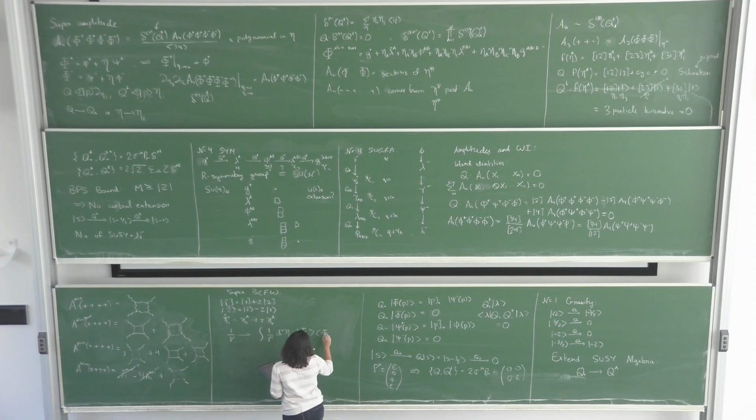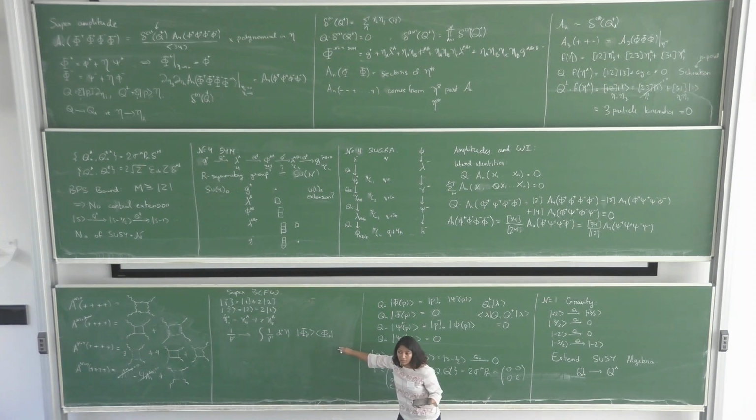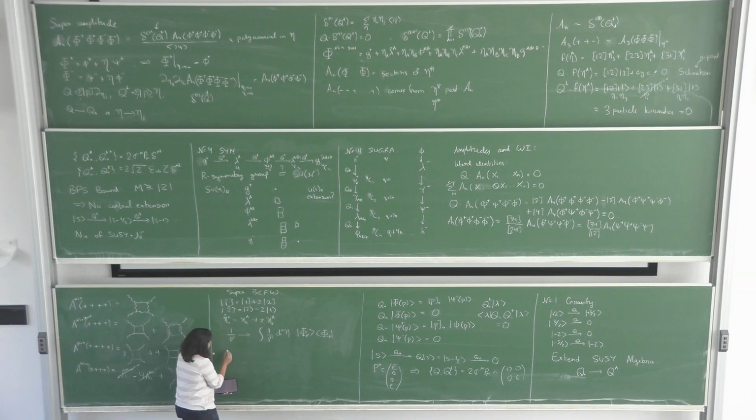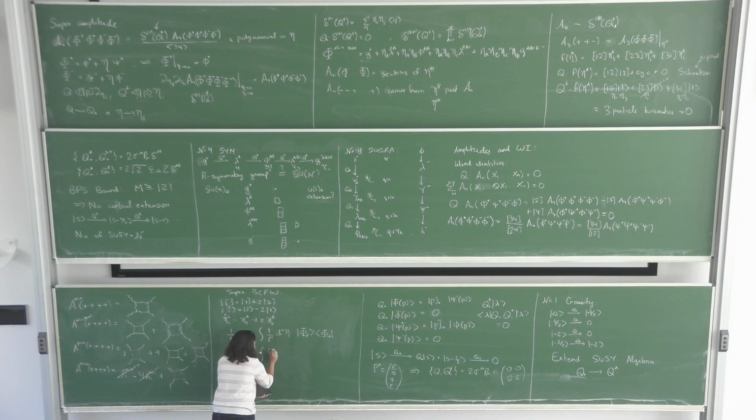So this is what inserting a complete set of states looks like when you have supersymmetry. Okay, so I'm just going to write down the super BCFW formula then, and it should be pretty obvious that this is simply an extension of what we did yesterday, where you sum over the factorization channels.